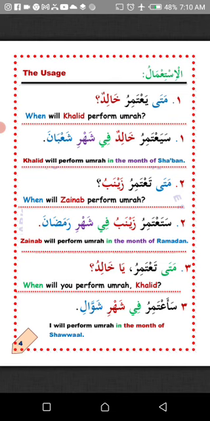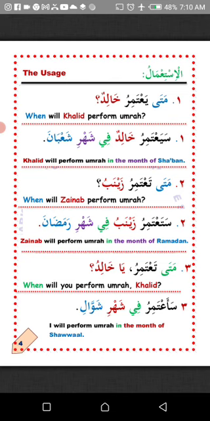Mata ta'tamir Zainab? When will Zainab perform Umrah? Now the answer. Sata'tamir Zainab fi shahr Ramadan. Zainab will perform Umrah in the month of Ramadan.